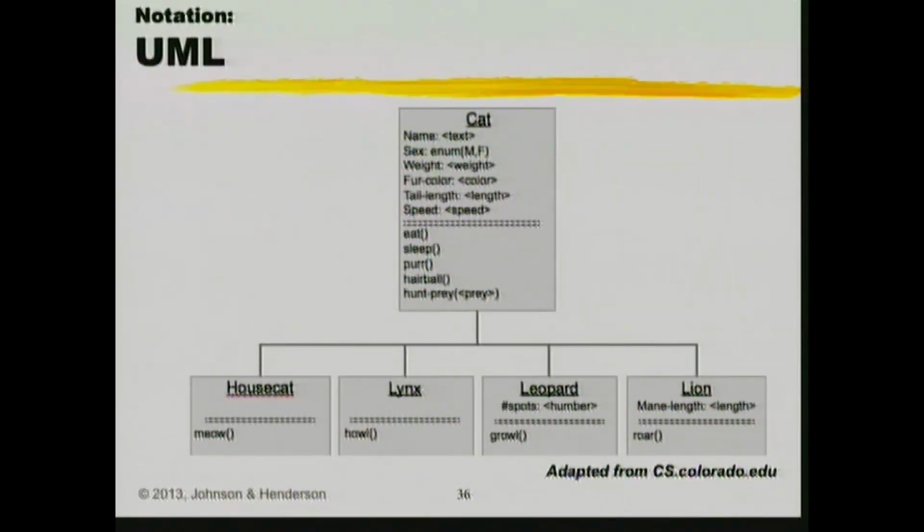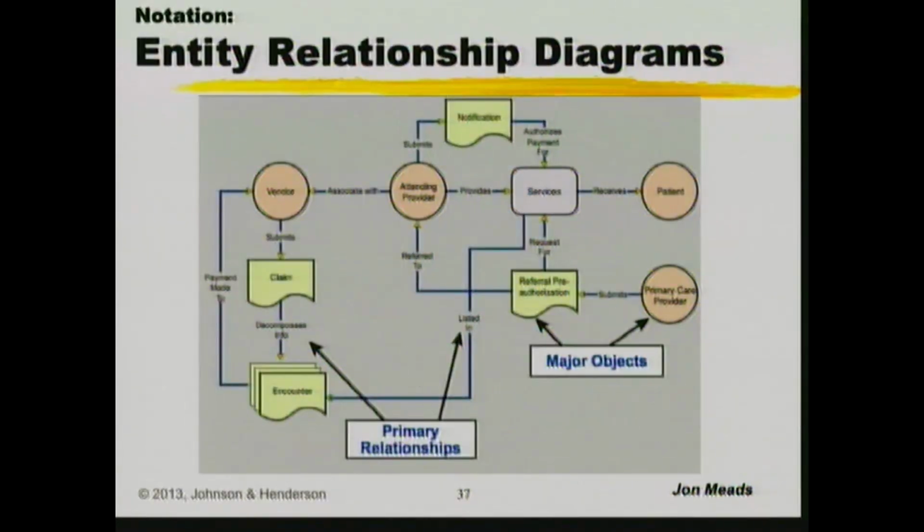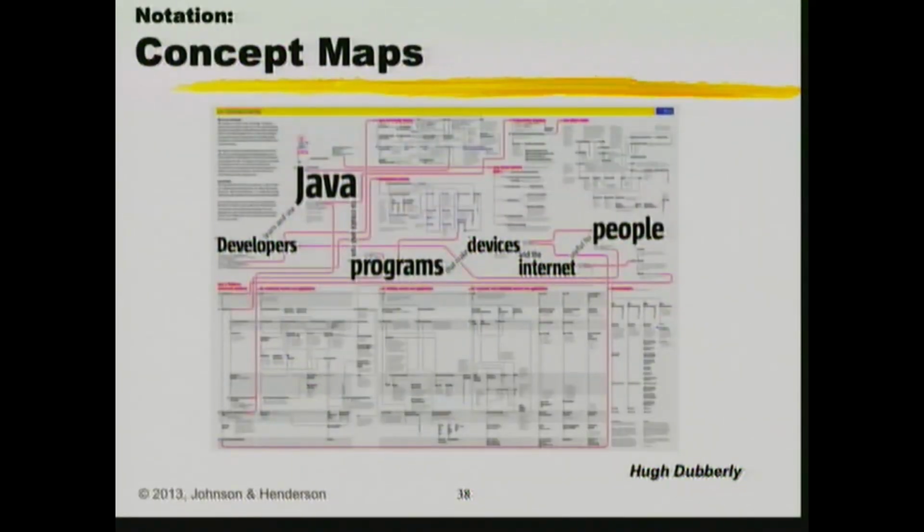UML, of course, has this built in deeply into the way it encourages people to think about the conceptual model. Entity relationship diagrams. This was after a picture from long ago by John Meads. Here, focusing mostly on the relationships between things. And Hugh Dubberly has done a similar sort of thing.